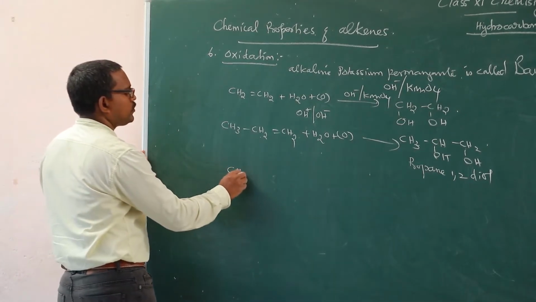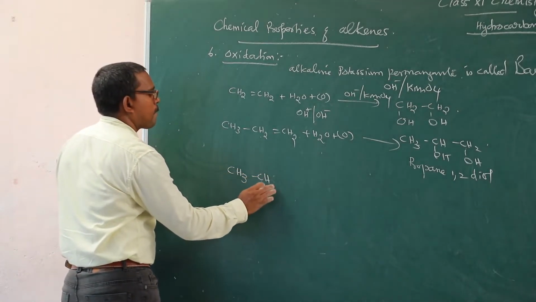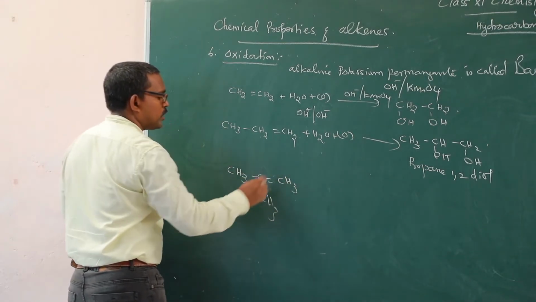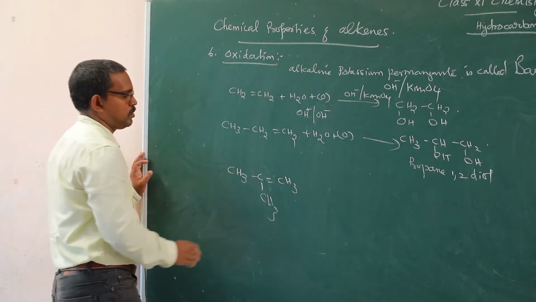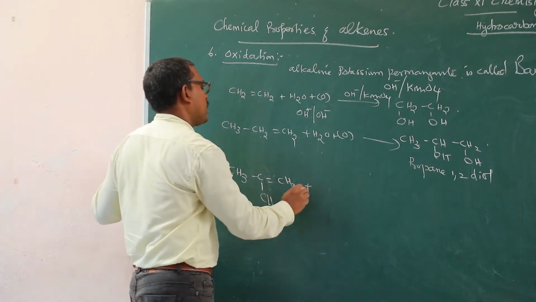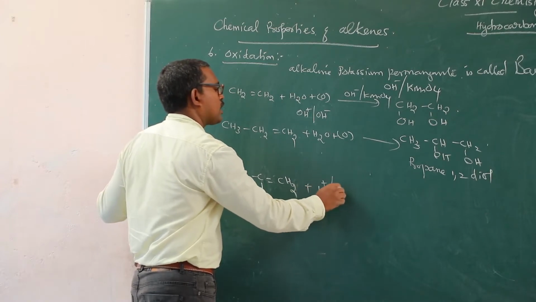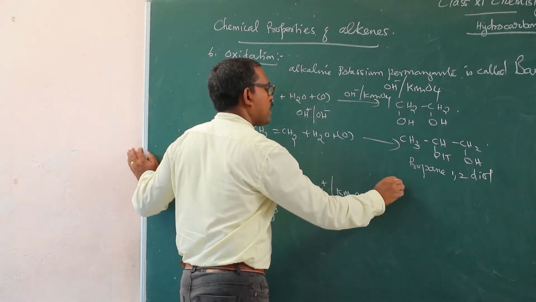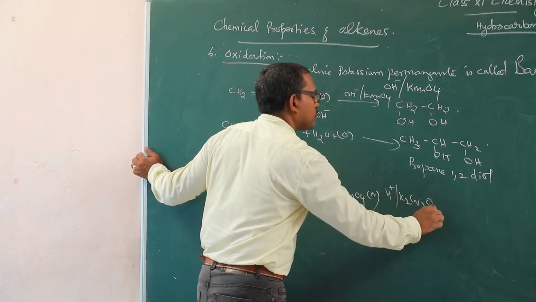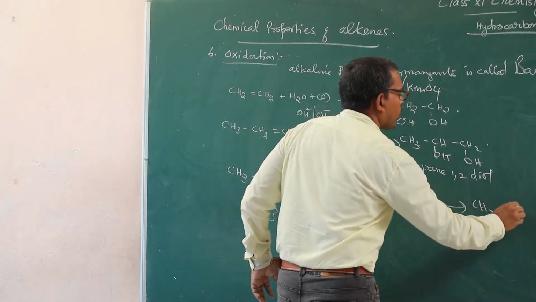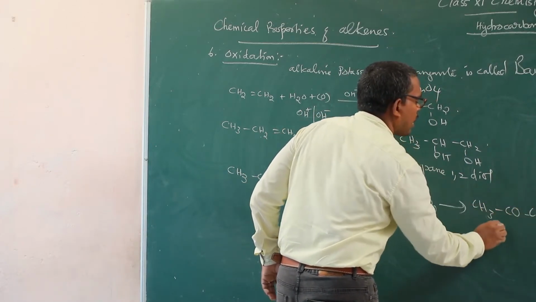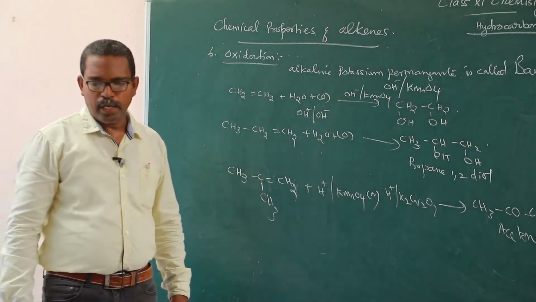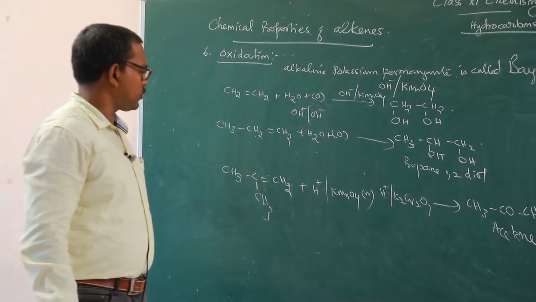This is 2-methylpropene, isobutylene. 2-methylpropene reacts with acidic KMnO4 or acidic potassium dichromate. It gives propanone or acetone as the product.